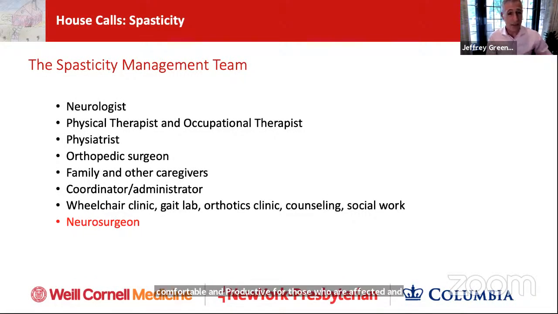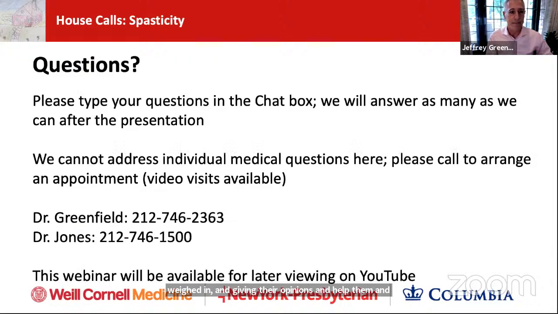And as a neurosurgeon, I feel honored to be able to take part in the care of these kids, but often it's at the very end after a whole long list of other caregivers have weighed in and given their opinions and helped out in many other important ways.